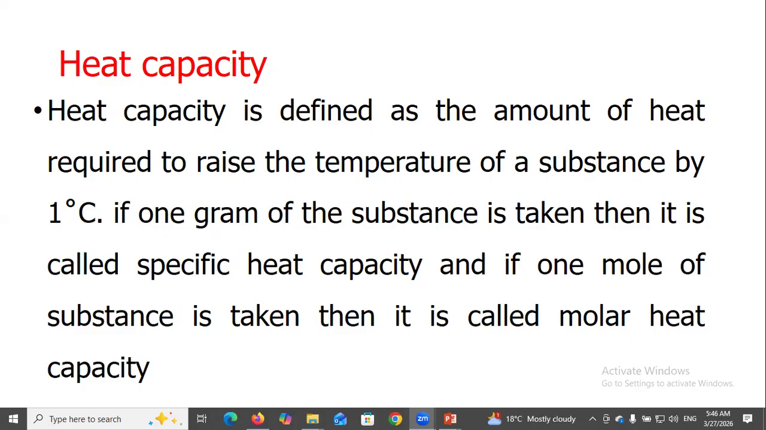If 1 gram of the substance is taken, then it is called specific heat capacity. And if 1 mole of the substance is taken, then it is called molar heat capacity. Heat capacity has two forms: specific heat capacity and molar heat capacity.